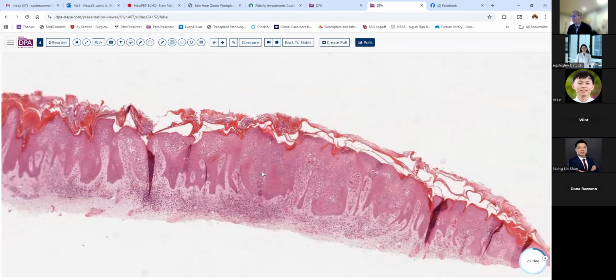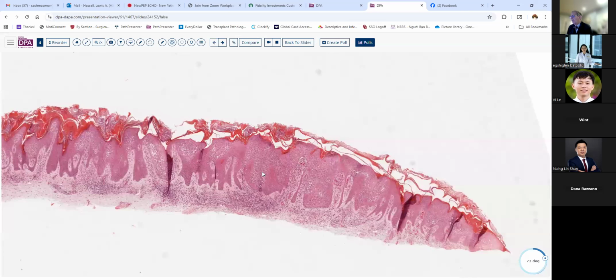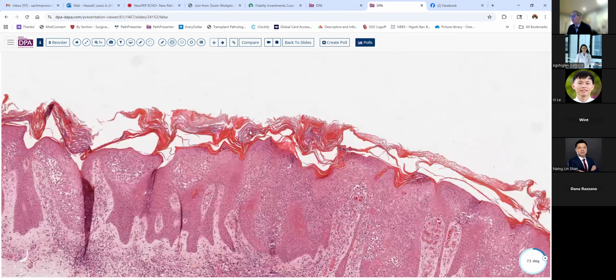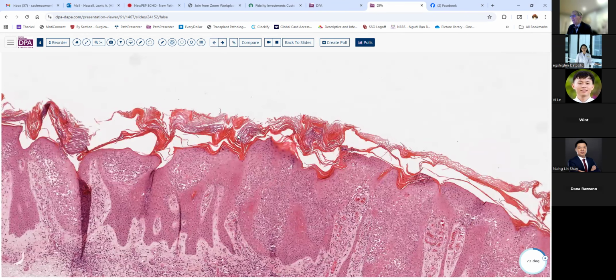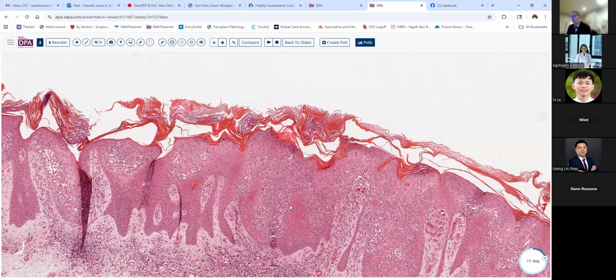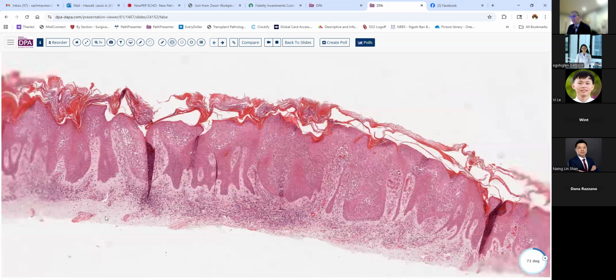So seborrheic keratoses are very common. And usually they have sort of nests of keratin material. Usually it's orthokeratotic, not usually parakeratotic. But when they get irritated or when they've been around for a while, they may develop this. When someone's been rubbing them, for example, they may develop some of these keratin pearls. Another feature of seborrheic keratosis is the very flat bottom. It has a very uniform lower level to which it extends.